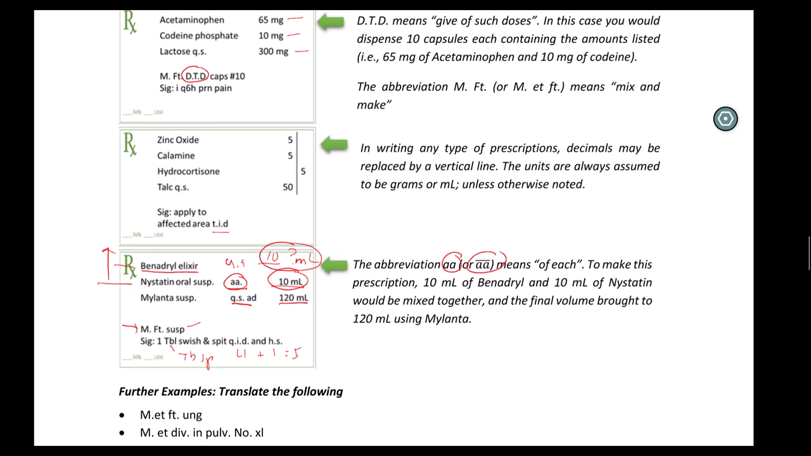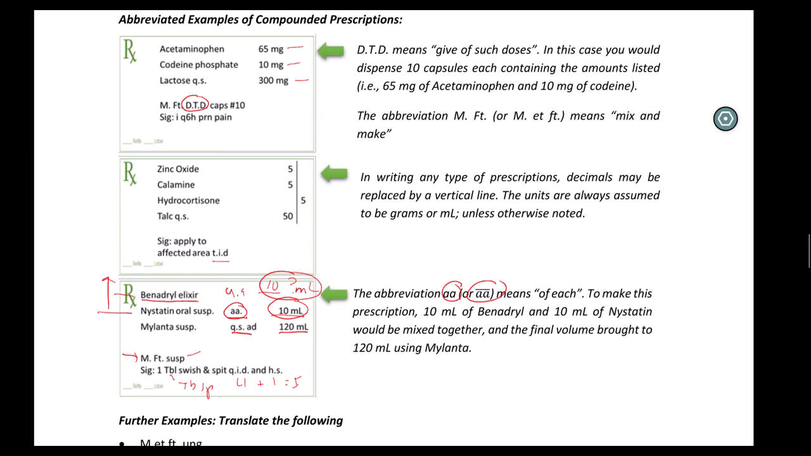So for compounded prescriptions, for the most part, you're going to see them listed, like I said, with a drug and ingredient listed down as if it was a recipe or a formula for you to make. The only thing you have to be looking out for are these abbreviations: DTD, mix and make, what it's telling you to make, as well as if you see the AA, which means of each.